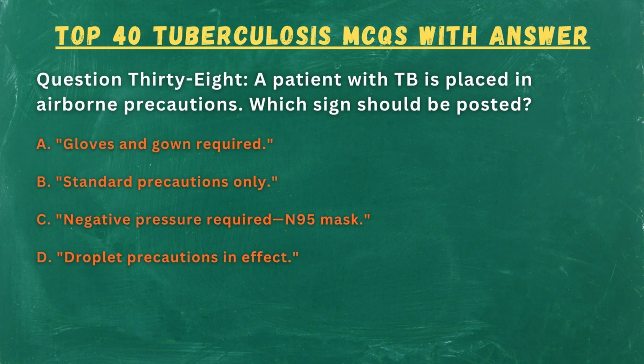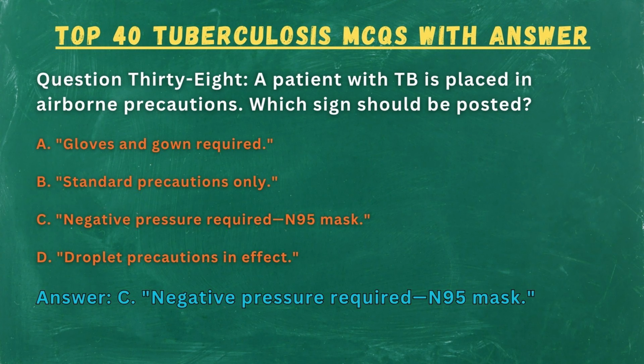Question 38. A patient with TB is placed in airborne precautions. Which sign should be posted? A. Gloves and gown required. B. Standard precautions only. C. Negative pressure required. N95 mask. D. Droplet precautions in effect. Answer. C. Negative pressure required. N95 mask.